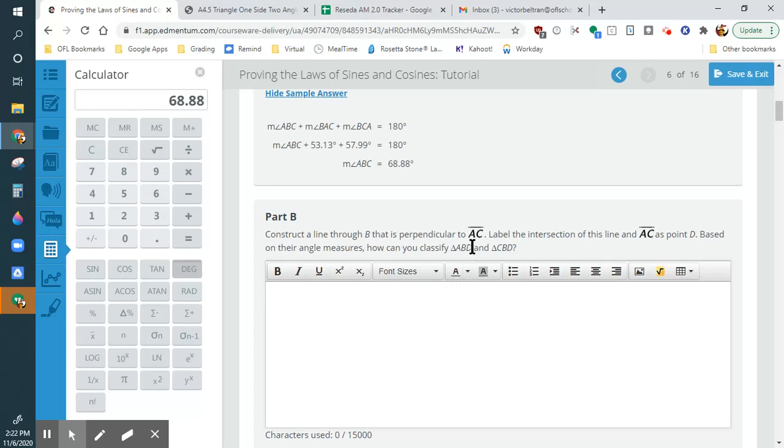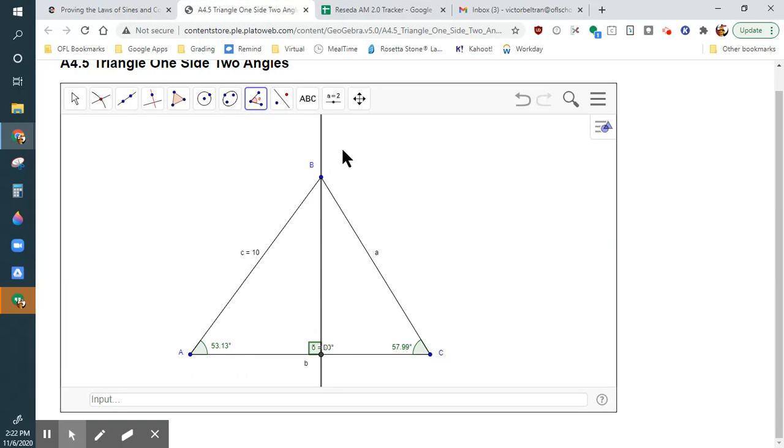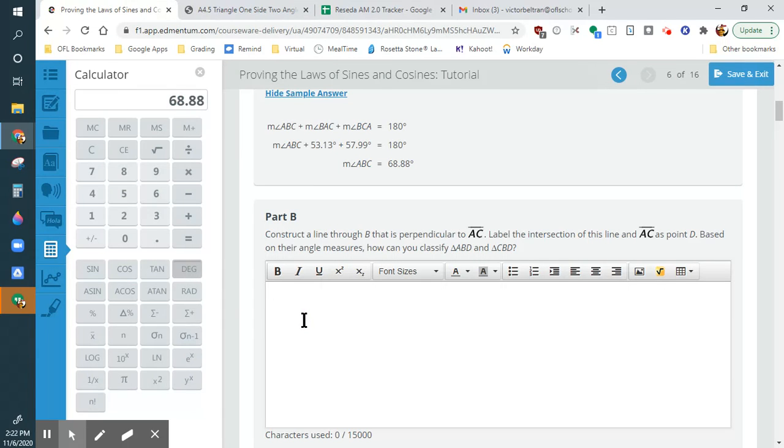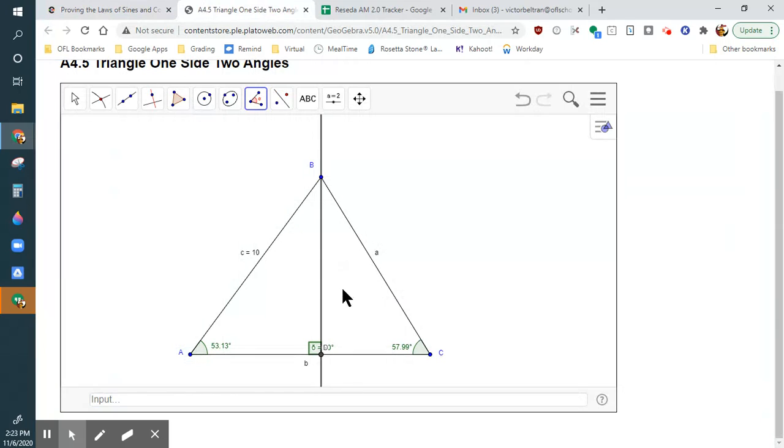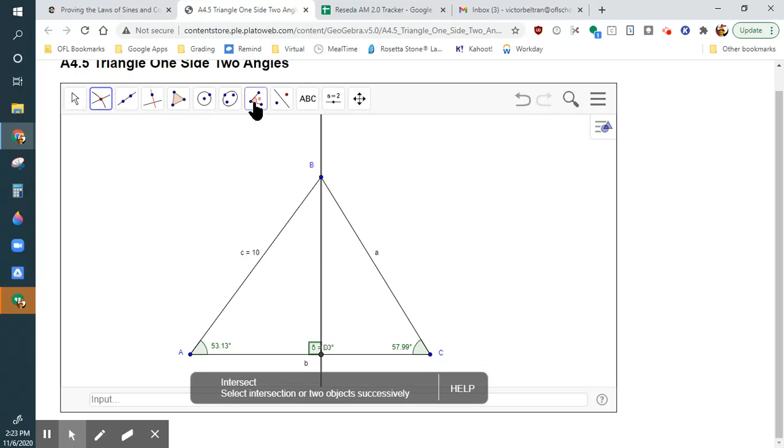What would you classify ABD and CBD? So I would say both of these are right triangles. And it's mentioning the angles, so I'm wondering if these are... Oh, because of how it's set up, they should be similar, I think is what they're hinting at. But let's double check just to make sure.